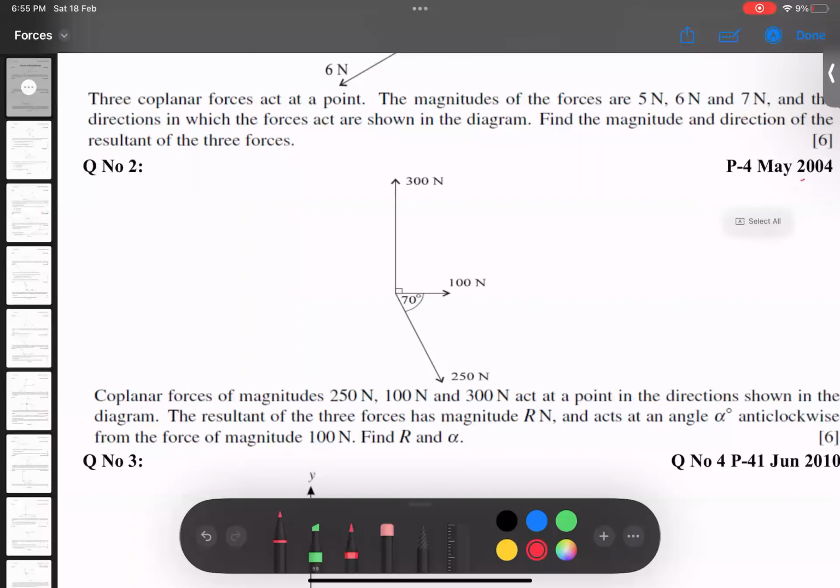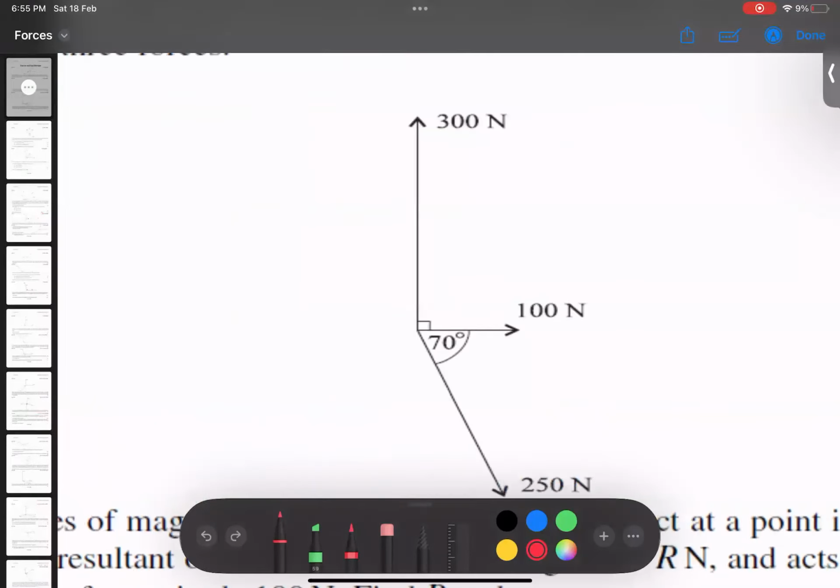Be attentive because this is June 2004. I'm going to do this question paper. First of all, how to resolve forces. Let me tell you clearly, a force acting along the x-axis is not resolved, and along the y-axis there is no resolving.